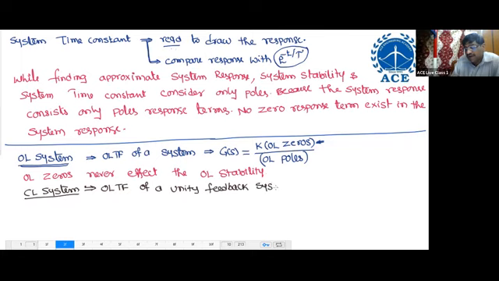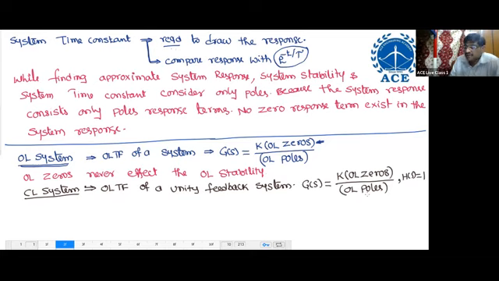Open loop transfer function of a unity feedback system. That is, G of S equals K into open loop zeros divided by open loop poles, where H of S is 1. Unity feedback is very clearly mentioned, unity feedback means H is 1. So this is a standard representation.